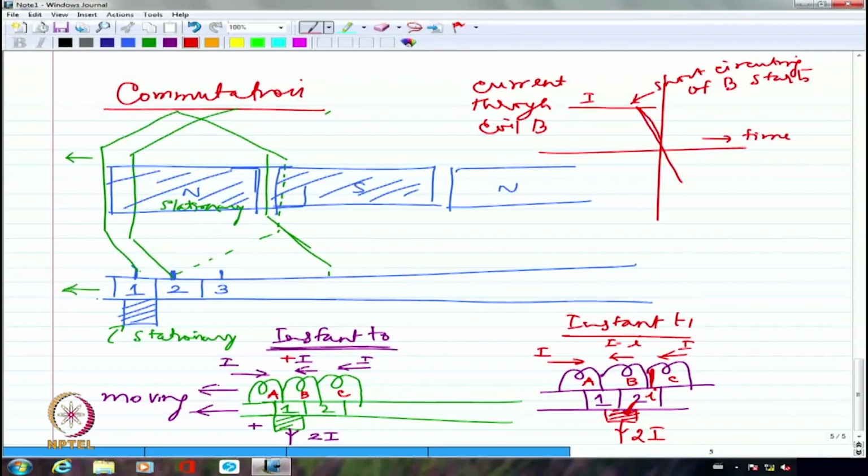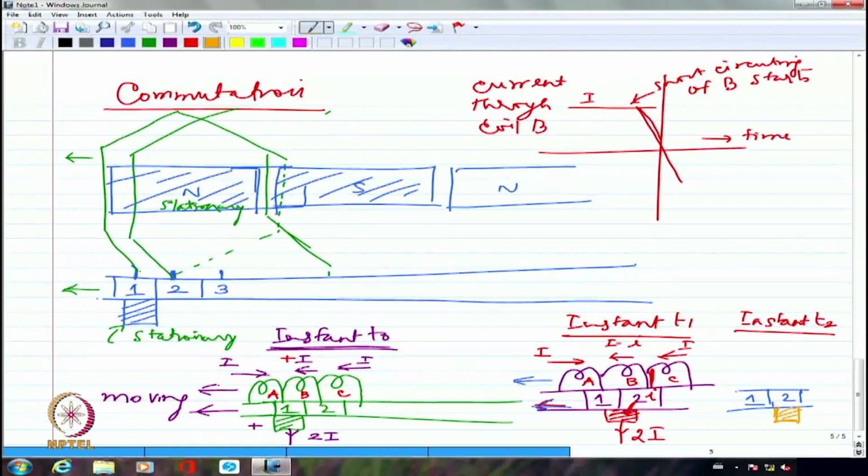Now, at instant, say T2, this has moved further and further. Because of which, here is 1, here is 2, and I am going to have the entire brush making contact only with 2. There is no contact with 1 at all.